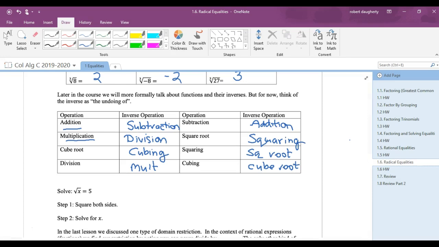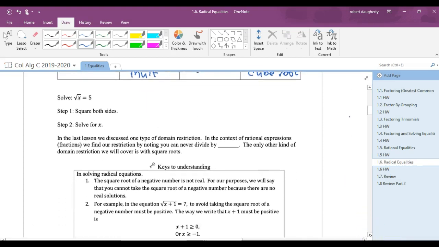So let's start with a fairly straightforward one. I want to solve the square root of x equals 5, okay? What is it you don't like when you look at that equation? Pardon me? 5 is not a perfect square, but when you look at the equation, what makes it look harder than the ones we've done? The square root, okay? So what we want to do is get rid of the square root. What is the inverse operation of a square root? Squaring. So the way I solve this is I square both sides of this equation.